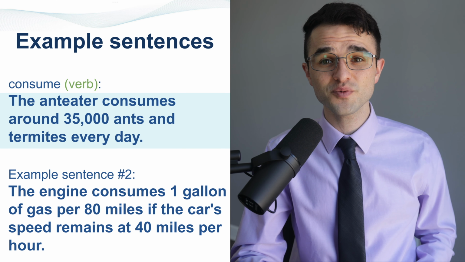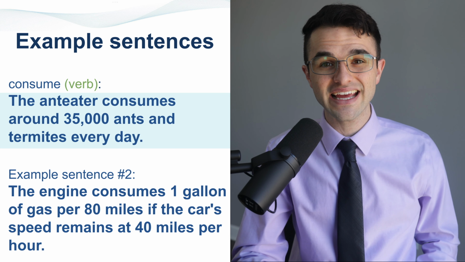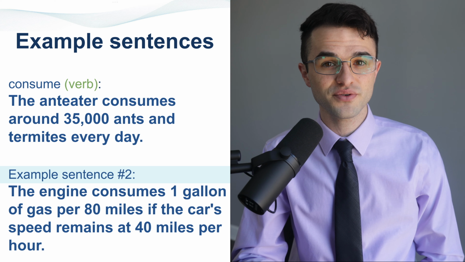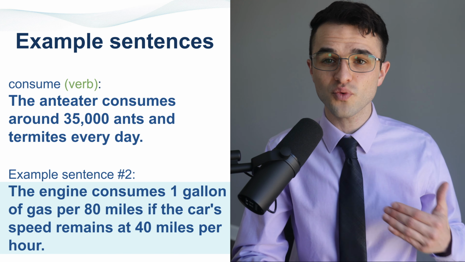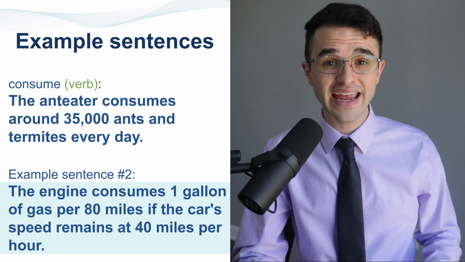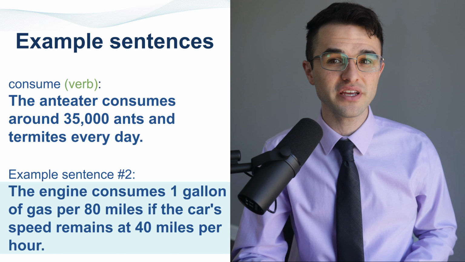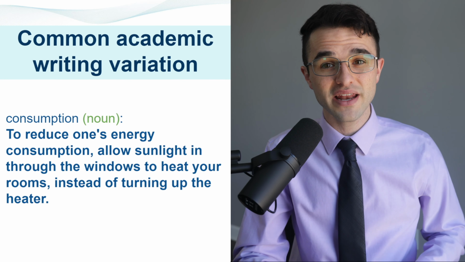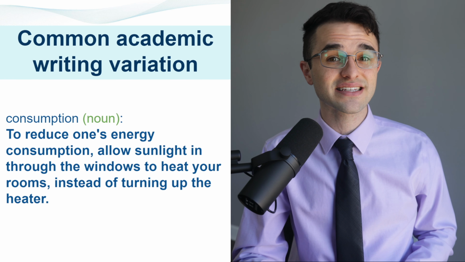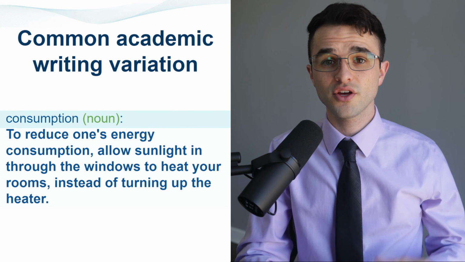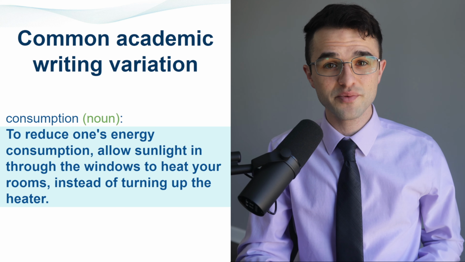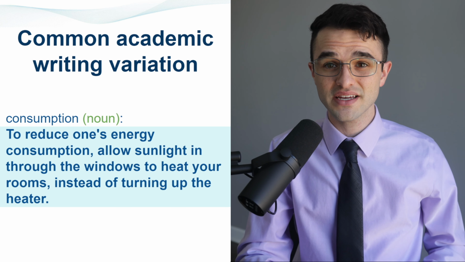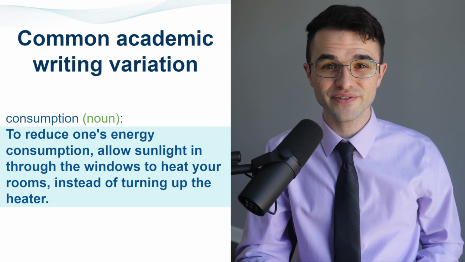The anteater consumes around 35,000 ants and termites every day. Example sentence number 2. The engine consumes 1 gallon of gas per 80 miles if the car's speed remains at 40 miles per hour. The common academic writing variation is consumption, noun. To reduce one's energy consumption, allow sunlight through the windows to heat your rooms instead of turning up the heater.